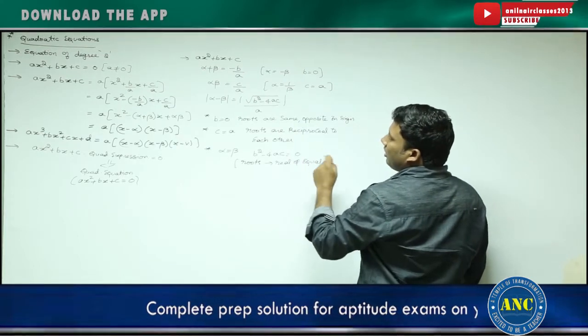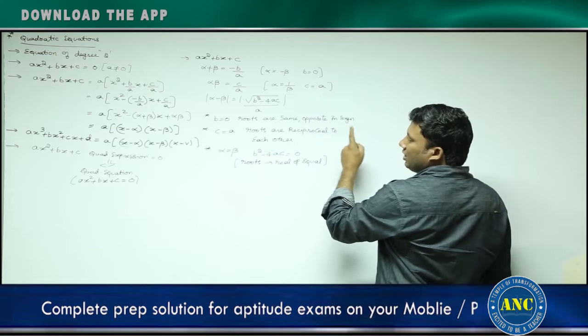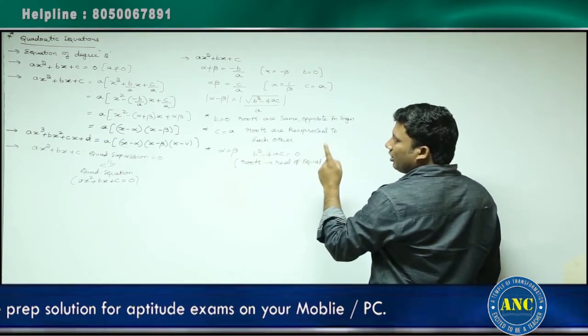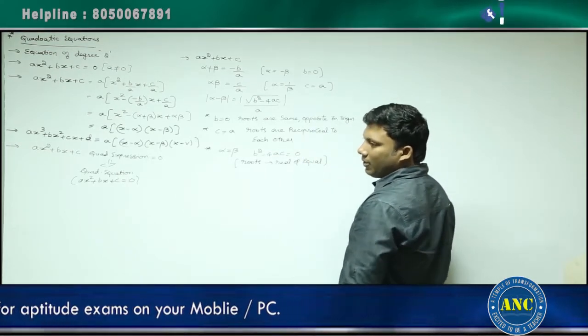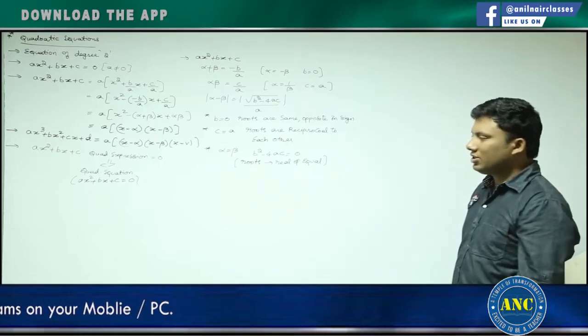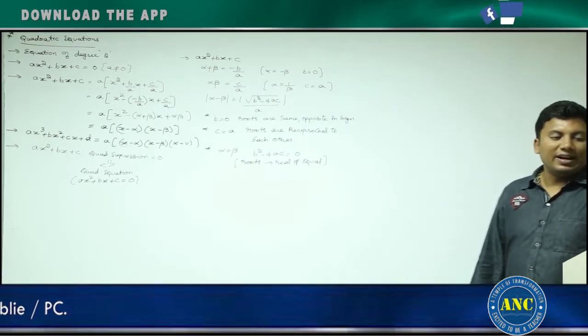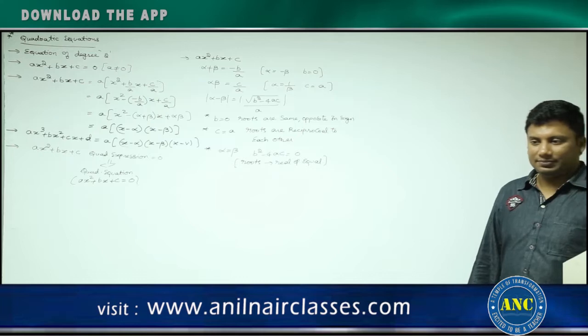If b is equivalent to 0, roots are same but opposite in sign. If c equivalent to a, roots are reciprocal to each other. Side heading. Discriminant.